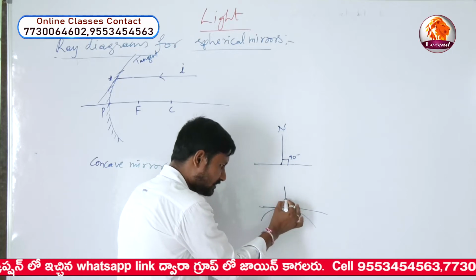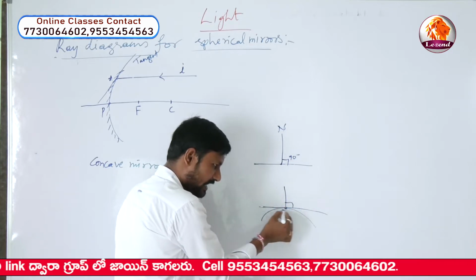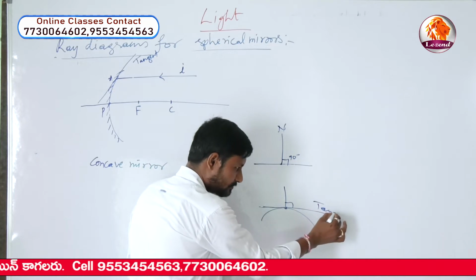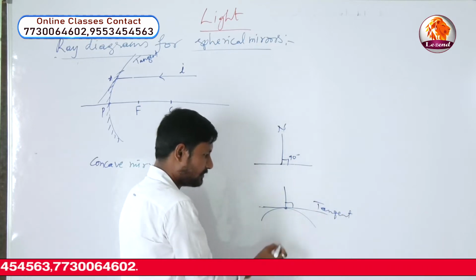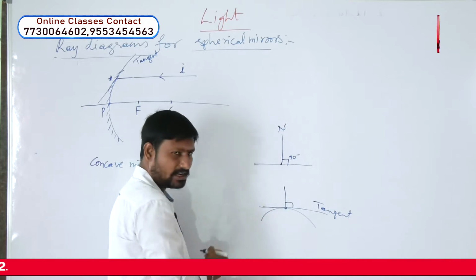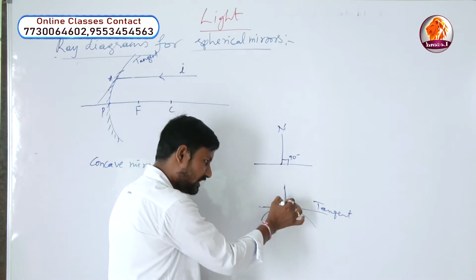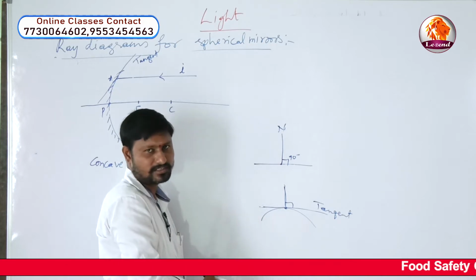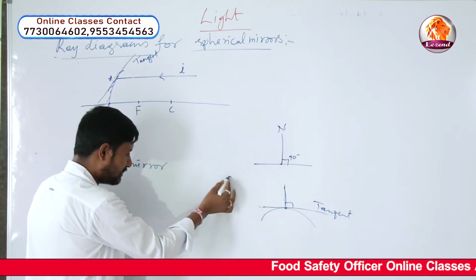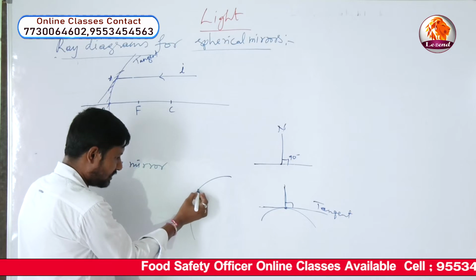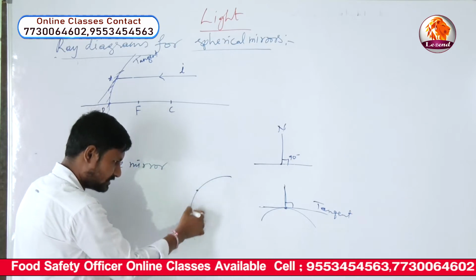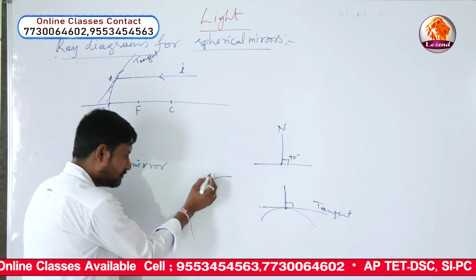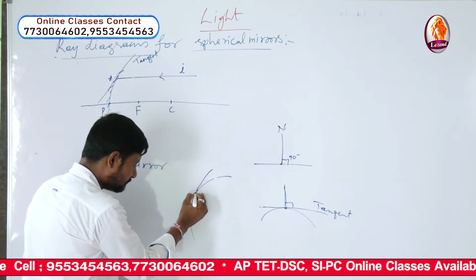So with respect to this tangent, we can draw the perpendicular line, and this line will behave like a normal at this point for this curved surface. Similarly, we can draw another normal. For example, I want to draw the normal at this point for this curved surface. So we have to draw the tangent like this.